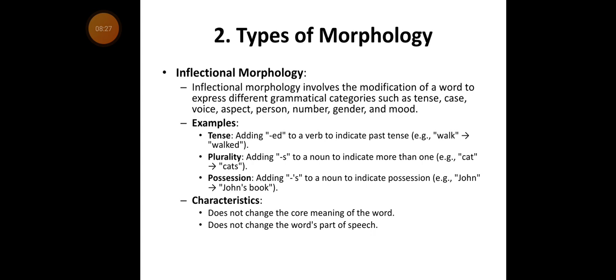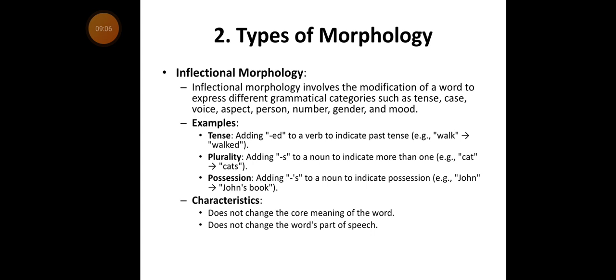If you see the examples, see the tense. For example, we have the verb walk, W-A-L-K. If we add -ed to it, the word shifts from present to past. So it is now shifted from walk to walked. It means that the tense is changed. Then to make a plural, for example, we have the word cat, C-A-T. When we add S, it becomes plural.